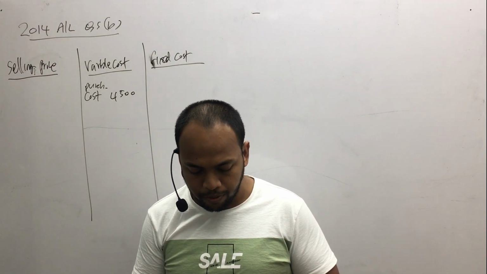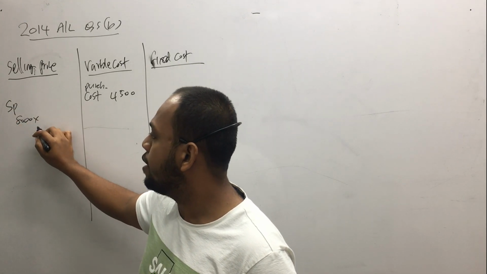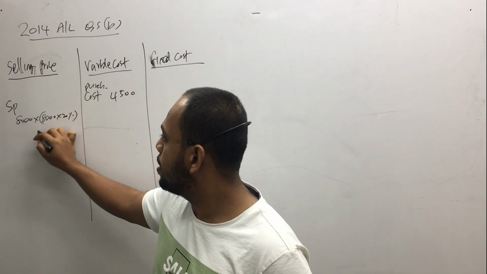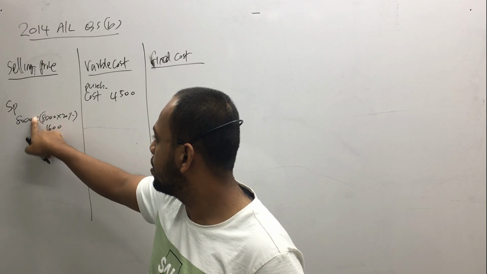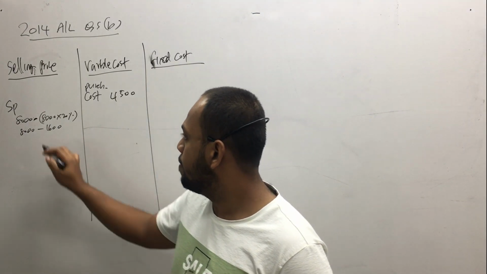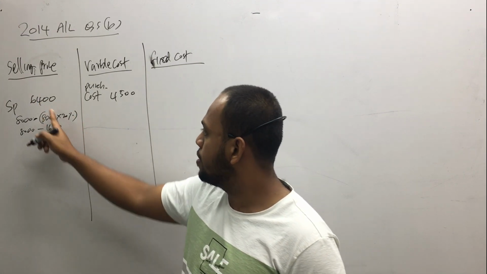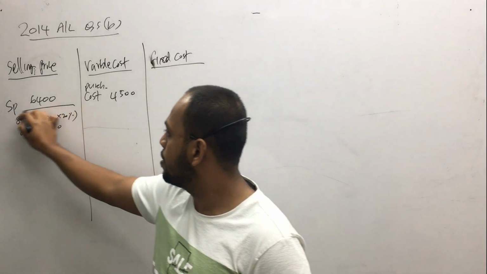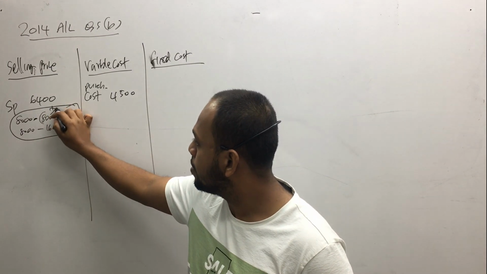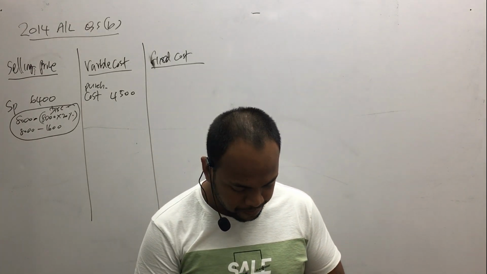Then this product is expected to be sold at 8,000. Selling price 8,000, and we are giving a discount of 20%. So 20% discount is 1,600 minus. So 8,000 minus 1,600, 6,400. 6,400 is the calculation. From 8,000, discount is deducted 20%, 1,600. So we are selling at 6,400.